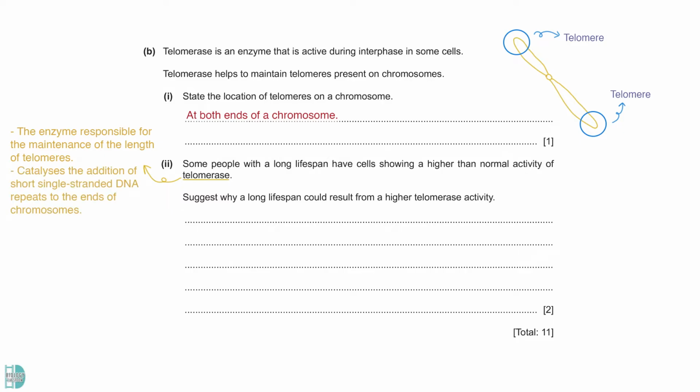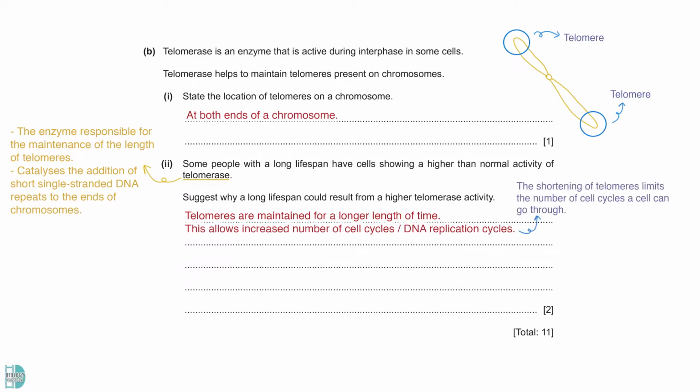It catalyzes the addition of short single-stranded DNA repeats to the end of the chromosomes. If their activities are higher than normal in a cell, telomeres will be maintained for a longer length of time. The shortening of telomeres limits the number of cell cycles a cell can go through. If they are maintained, the cell can undergo more DNA replications and cell cycles.